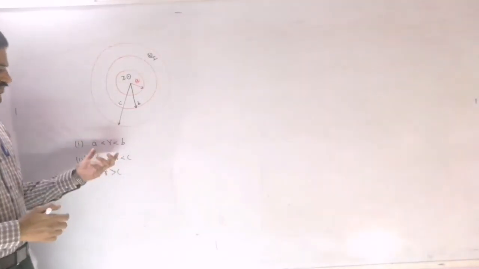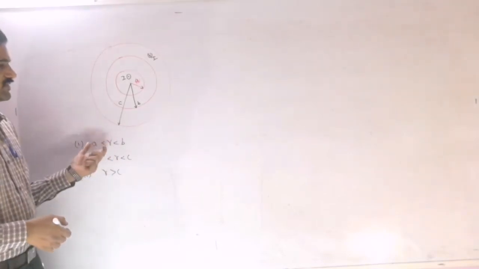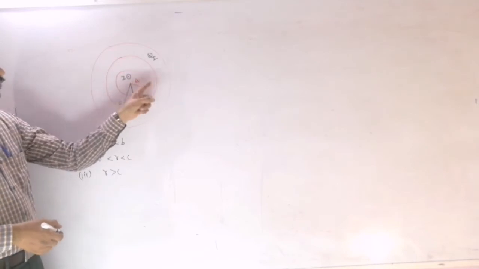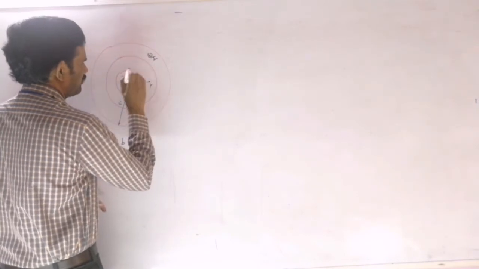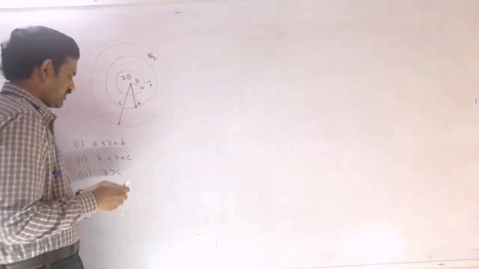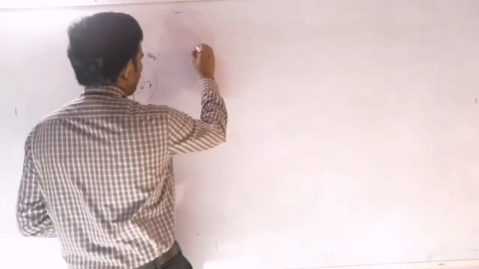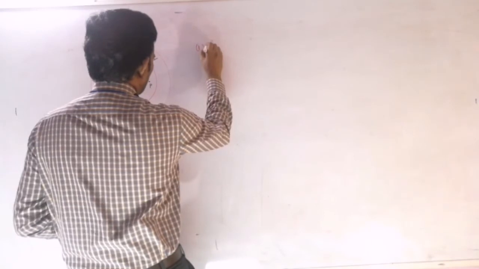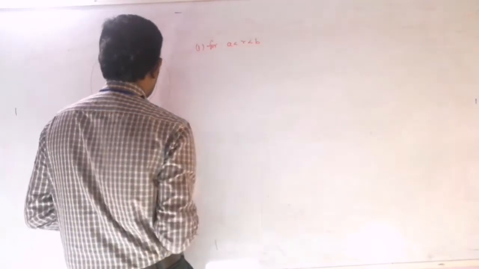So first case, if you consider that it is in between this a and b, our point P will be lying somewhere here. So this is our point P here. Now at that point we need to find the magnetic field. This is for a less than r less than b that we are calculating here.